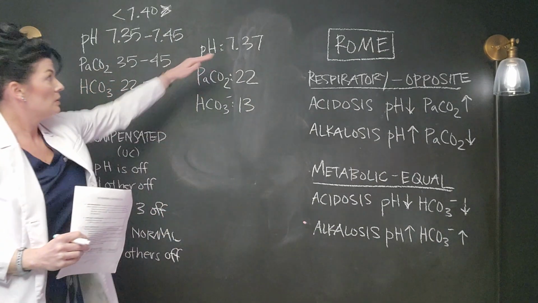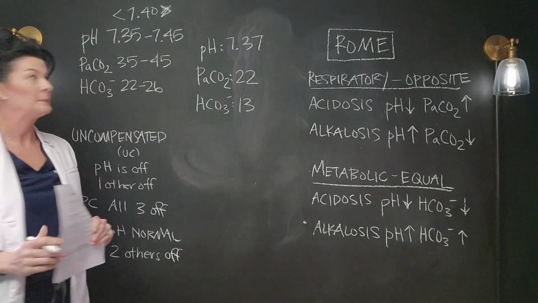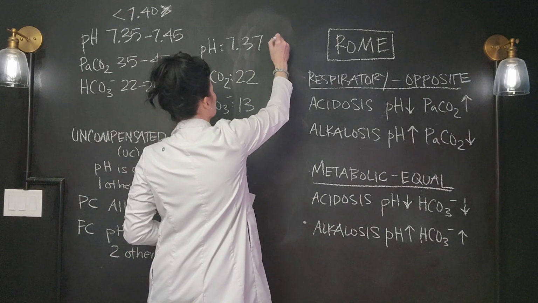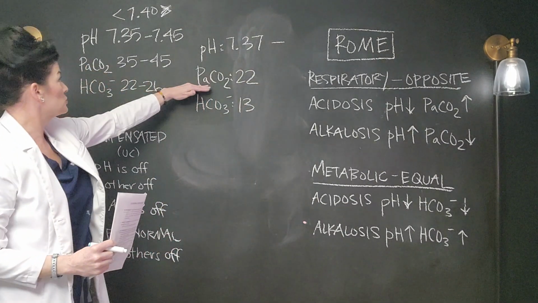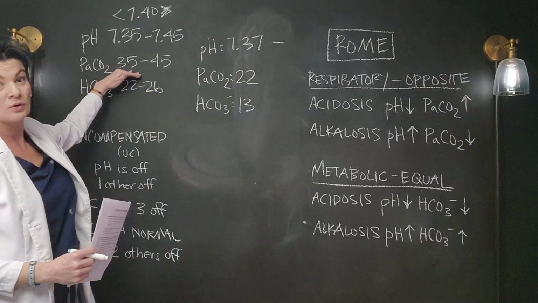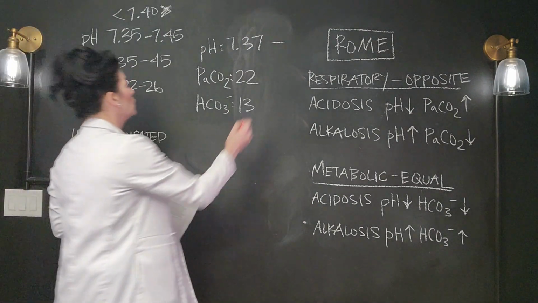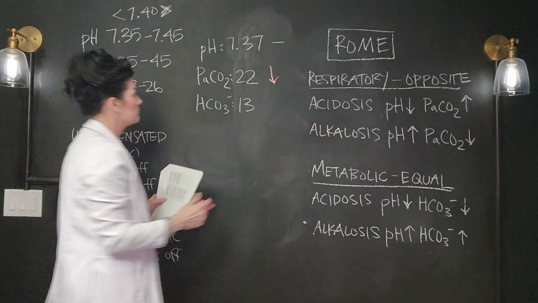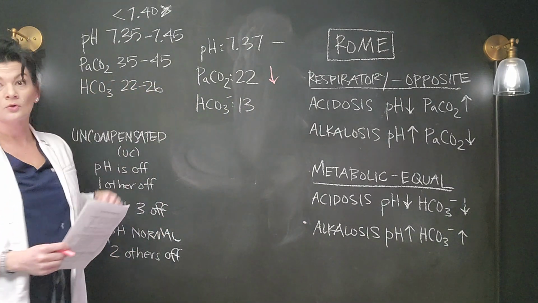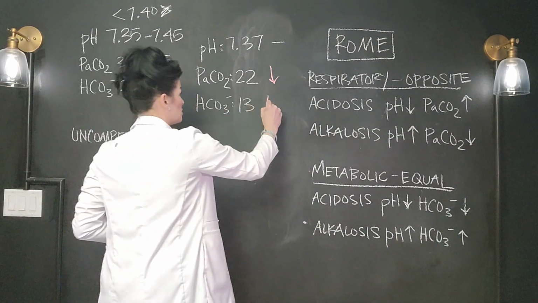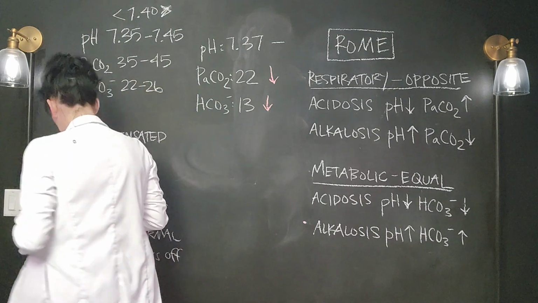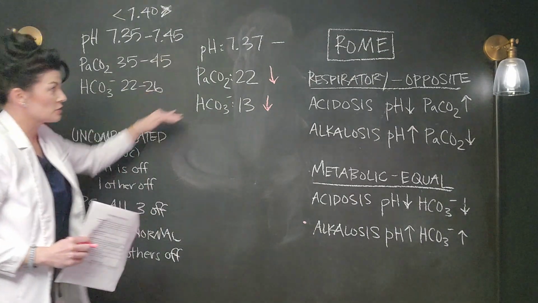All right. pH, high, low, or normal? It's normal. Partial pressure of CO2, is that high, low, or normal? That is definitely low. Bicarb, high, low, or normal? That is also very low. All right, we're going to start with our compensation.